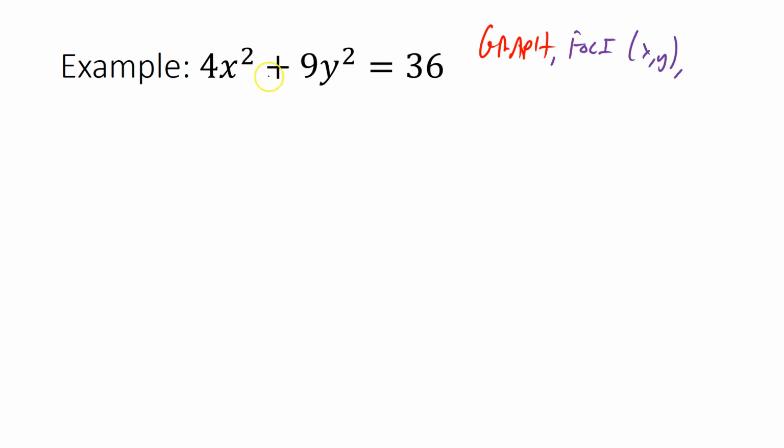What else do we want? Maybe we find the vertices. The vertices are at the end of the major axis. And let's find A and B. A and B are going to be important to find. So this is kind of just some typical stuff they could ask you for an ellipse.